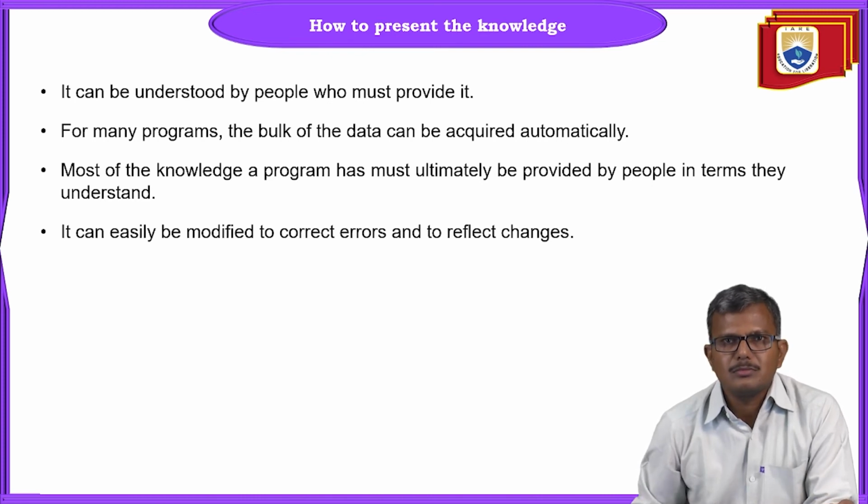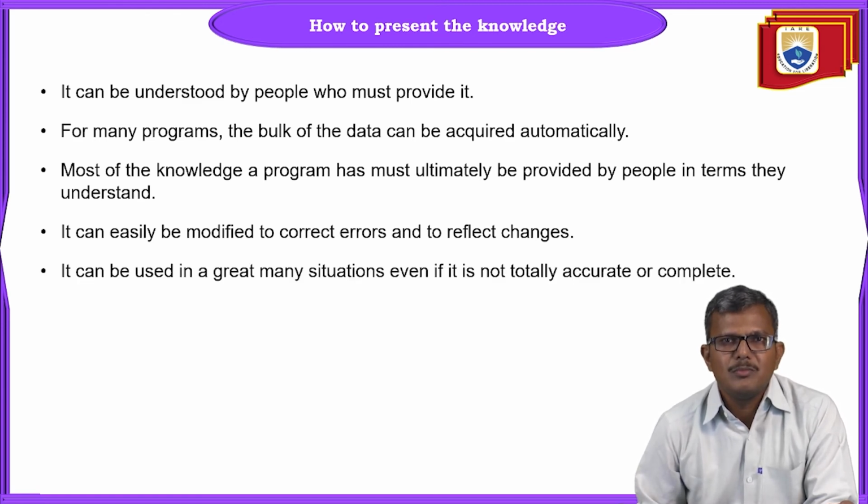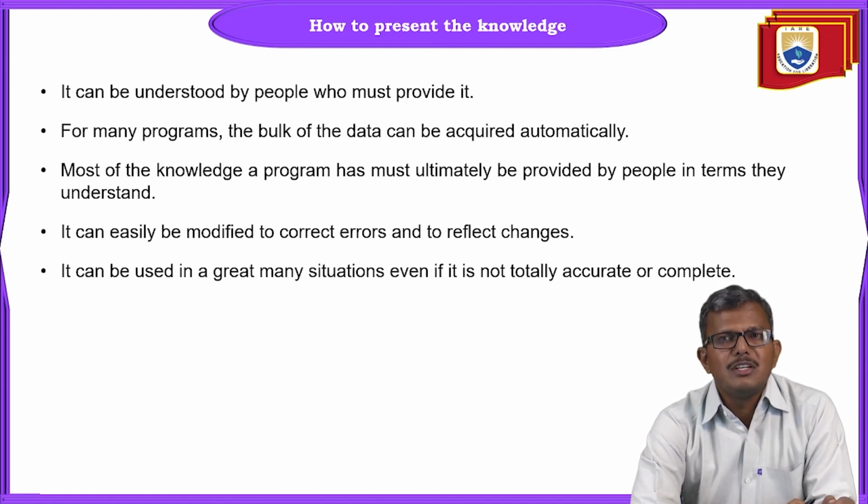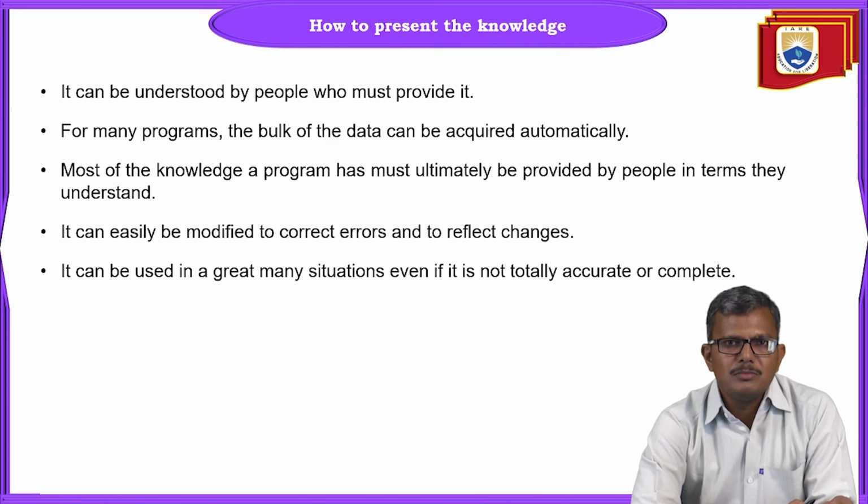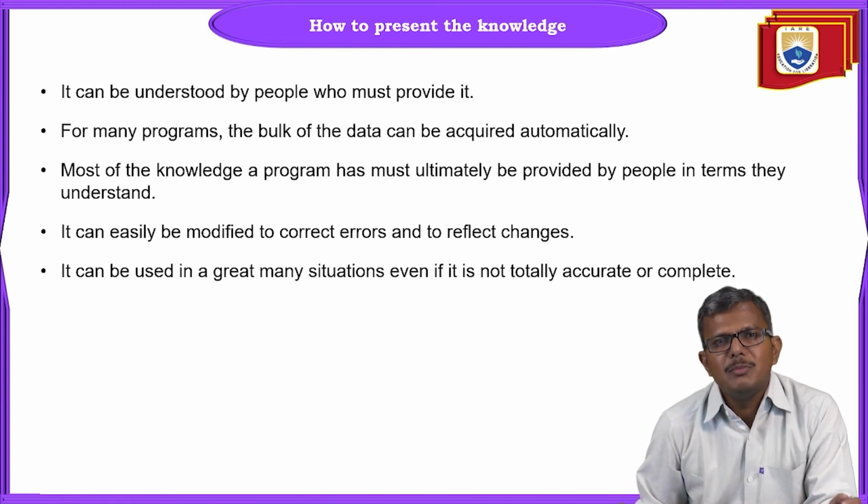Okay. It can easily be modified to correct errors and to reflect changes. And it needs to be used in different situations. That is also very, very important. But remember, even though the knowledge we are representing may not be accurate, still we are applying that knowledge in order to solve our problems. Why? Because at present we may be working under one assumption. We may think that this kind of knowledge representation is more than enough to solve the problems. But unfortunately, in future, if the complexity of the problem changes, definitely we have to change the knowledge also.